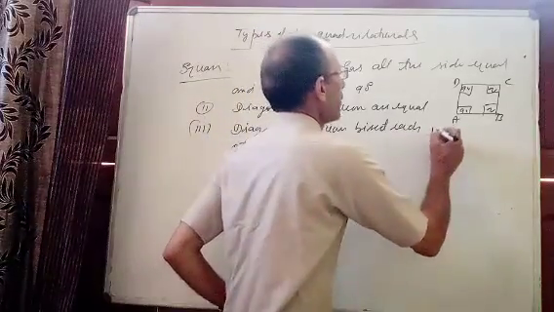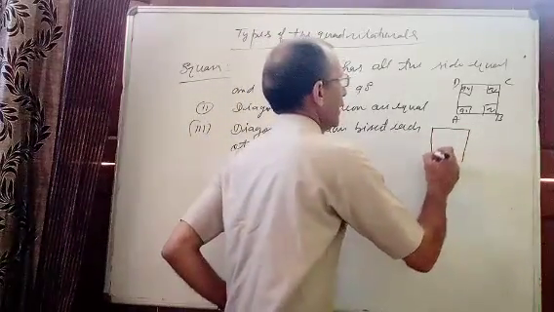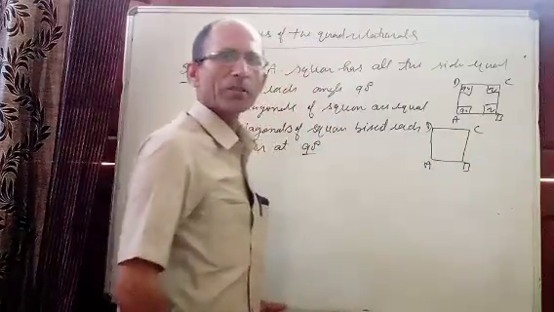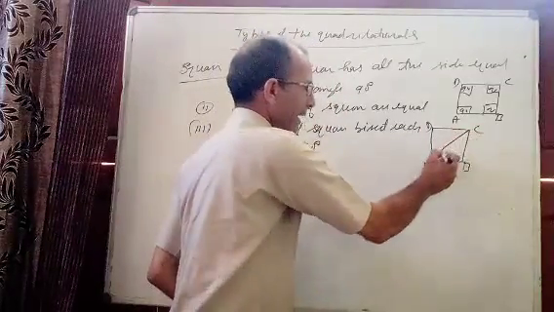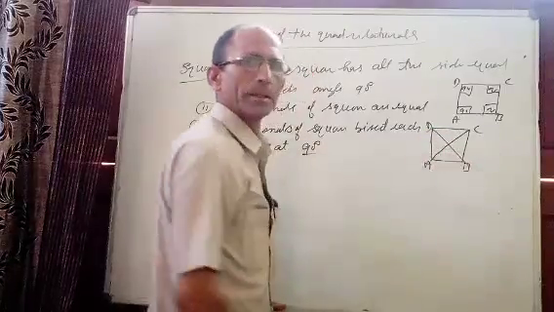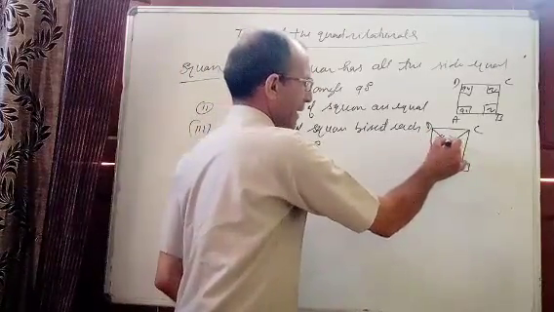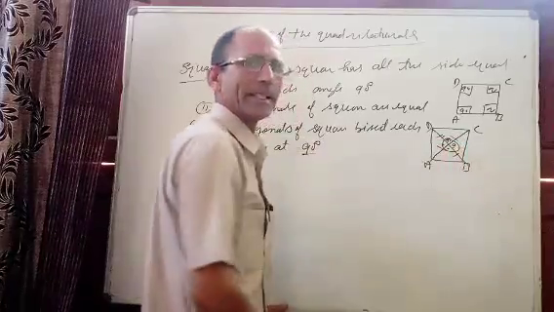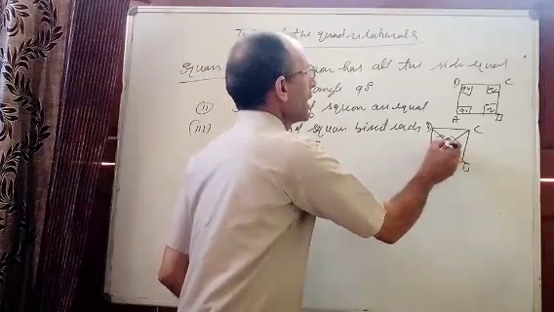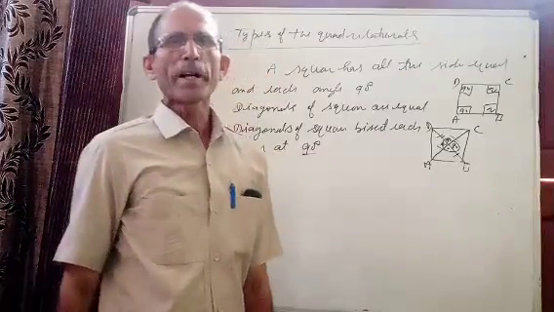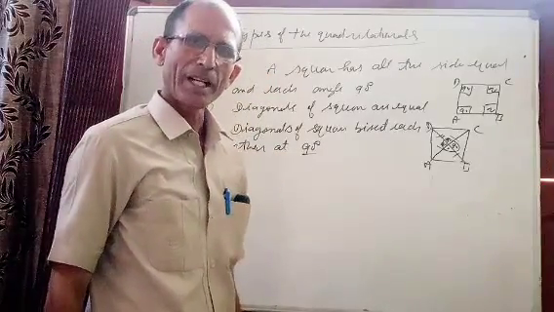So this is a square. Diagonals of a square bisect each other. These are the diagonals. So diagonals of a square bisect each other at 90 degrees. So each angle will be of 90 degrees. So these are the properties of a square.